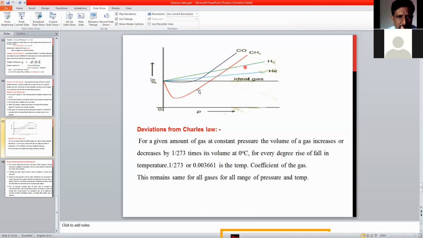Now, friends, for example, if you take methane, here the line comes on the downward side, and again it goes to the upward side. As it comes downward, CH4 shows negative deviation from the ideal behavior. What about carbon monoxide? It also shows negative deviation from the ideal behavior, but a small negative deviation, whereas a large negative deviation is obtained in the case of CH4, the methane molecule.